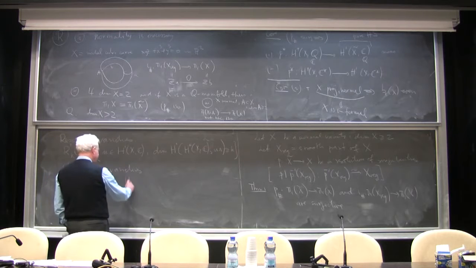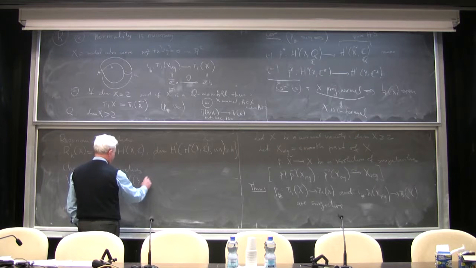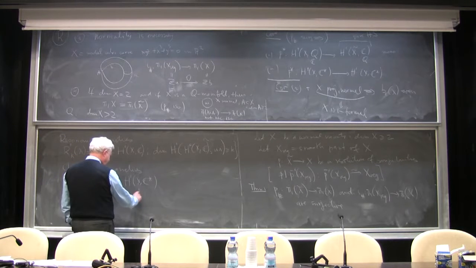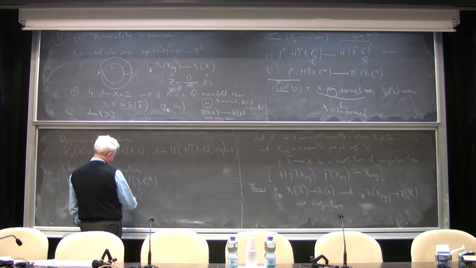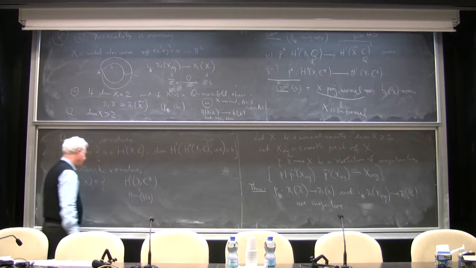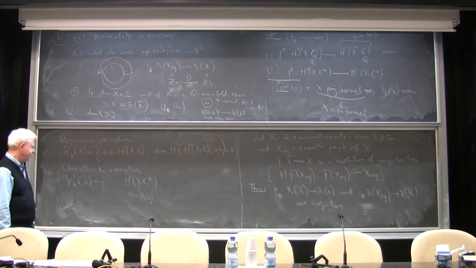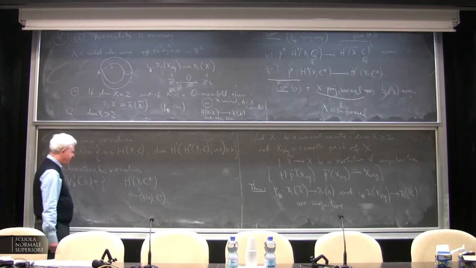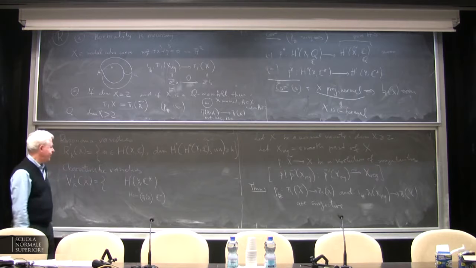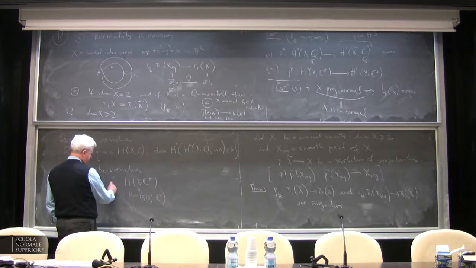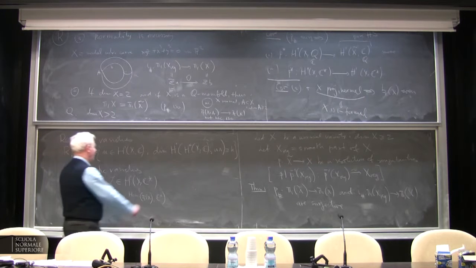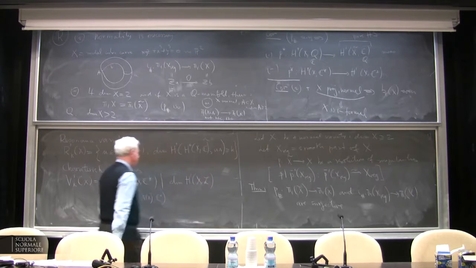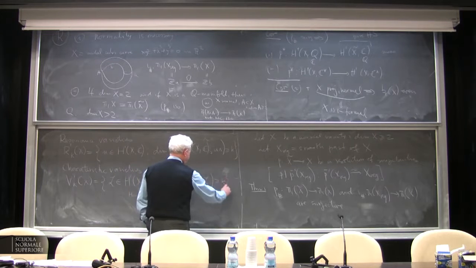Now I will look at the homology of X with complex coefficients as being the same as the set of group morphisms from the fundamental group into C star. And this is exactly the same as the set of rank one local systems on X. And so for such a rank one local system, I can look at the dimension of H1 of X with coefficients in this local system, and I ask this dimension to be K.